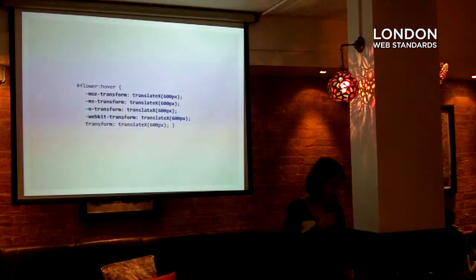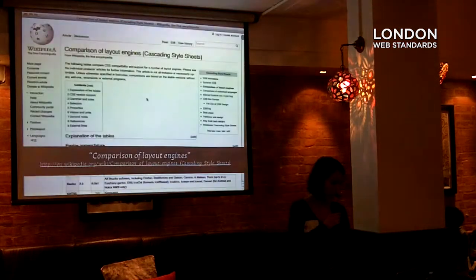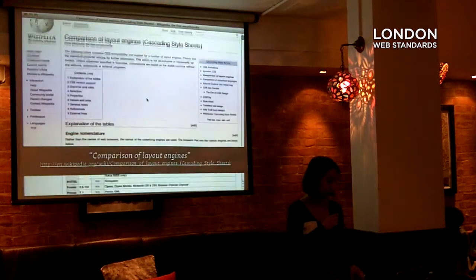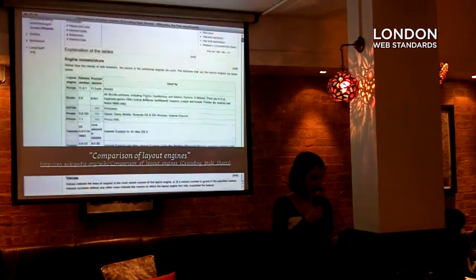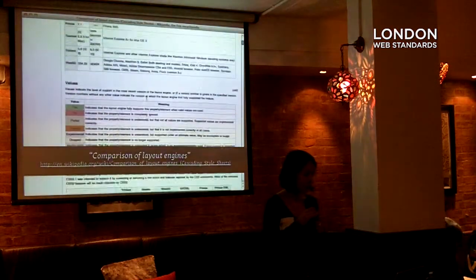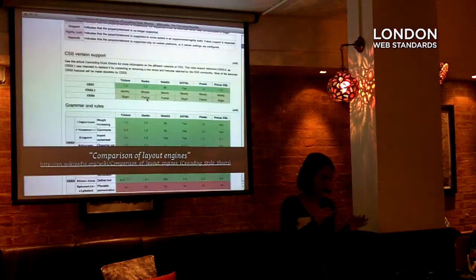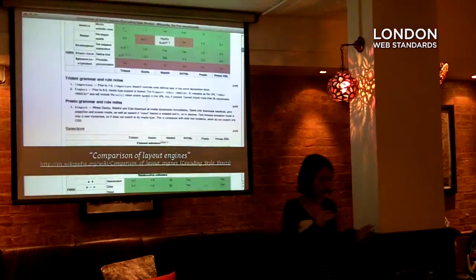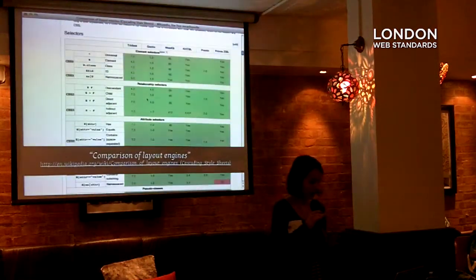And I can recommend two resources. The Wikipedia entry titled "Comparison of Layout Engines" is really, really useful. I have this page open all the time when I'm doing CSS because it's a really good resource.